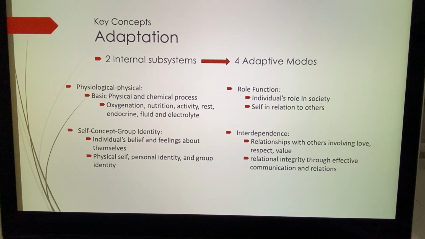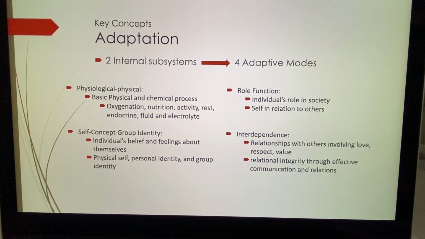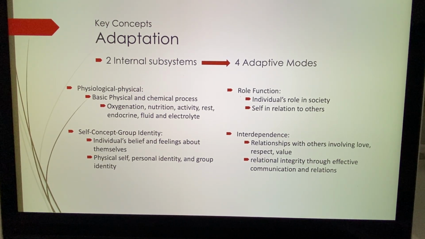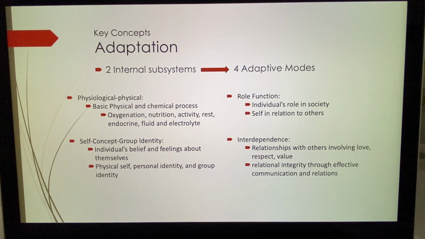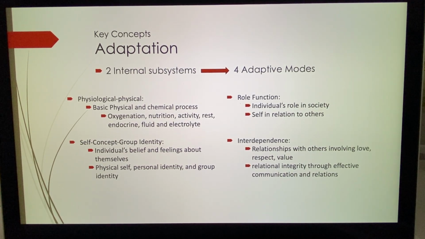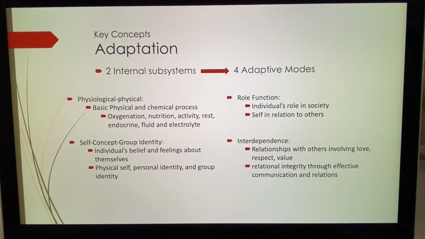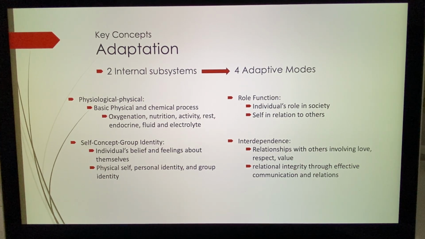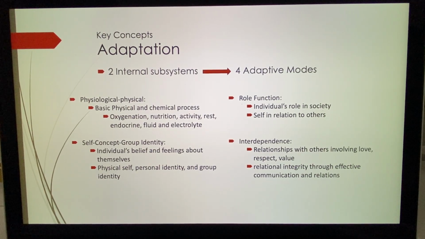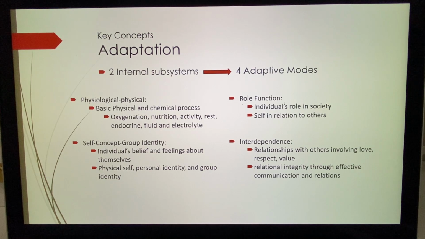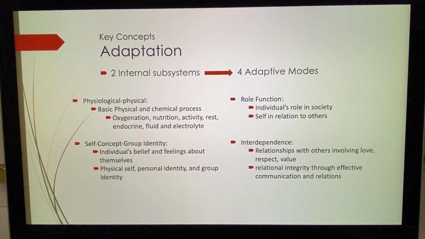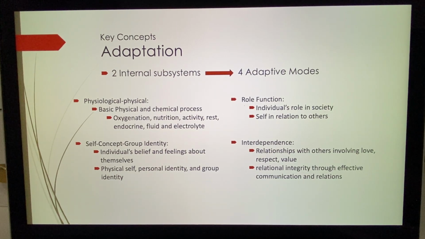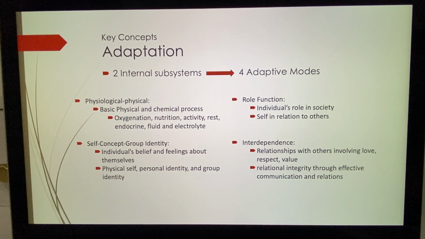There's the self-concept group identity mode, and this is individuals' beliefs and feelings about themselves. It also relates to identity and integrity. And there's the physical self, personal identity, and group identity. And role function mode. This refers to the individual's role in society, the need to know oneself in relation to others, and the interdependence mode. And these are the relationships with others involving love, respect, and value. And this is the need for relational integrity through effective communication and relations.